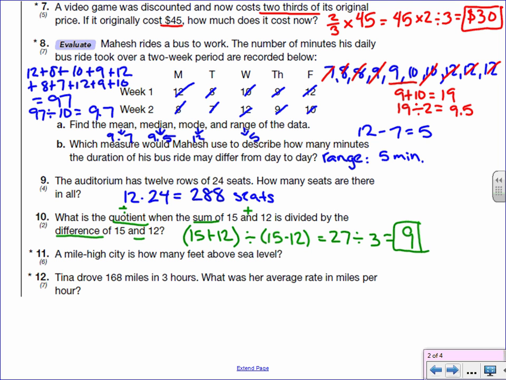The quotient is 9. A mile-high city is how many feet above sea level? Well, in lesson 6, the conversion chart said that there were 5,280 feet in 1 mile.